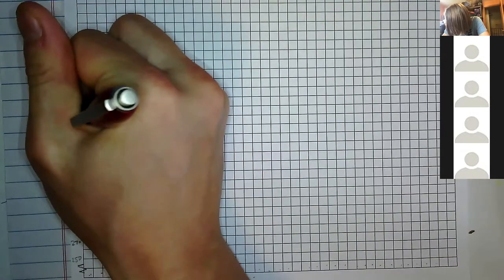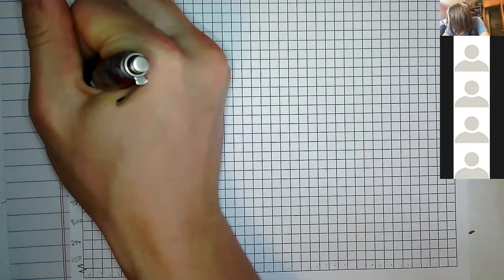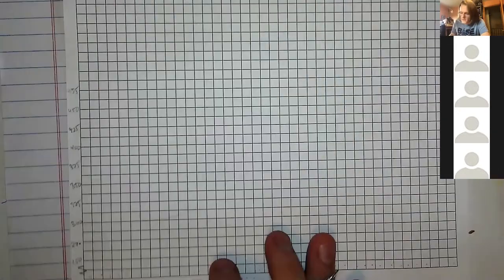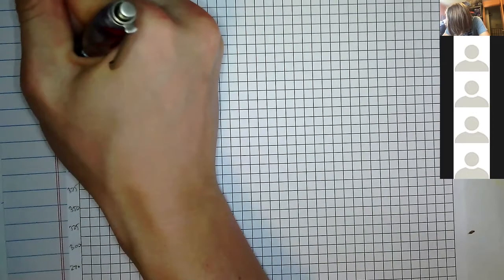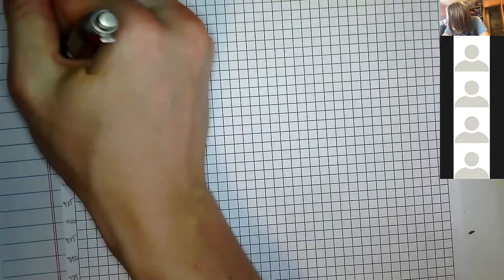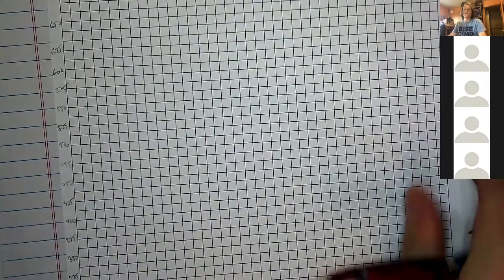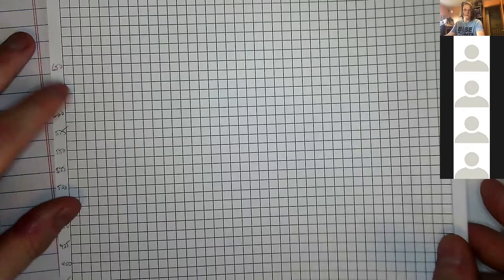425, 450, 475, 500. Maybe it's not as bad as I thought. 525, 550, 575, 600. It's not too bad. 625 and 650. All right, it's good enough. All right, so I take up a good chunk of the page.